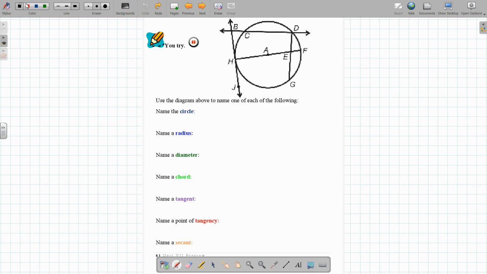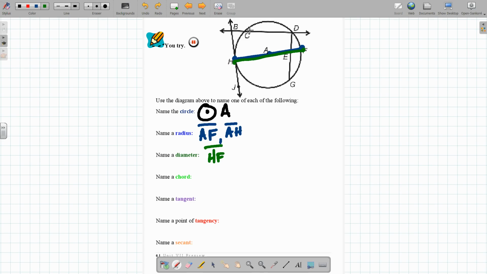Welcome back. Let's see. Okay, so we name the circle by the center, so we would call this circle A. A radius is any segment from center to edge. So AF would be one. AH would be another, or HA, same thing. A diameter goes all the way across through the center. So HF, FH, same thing.